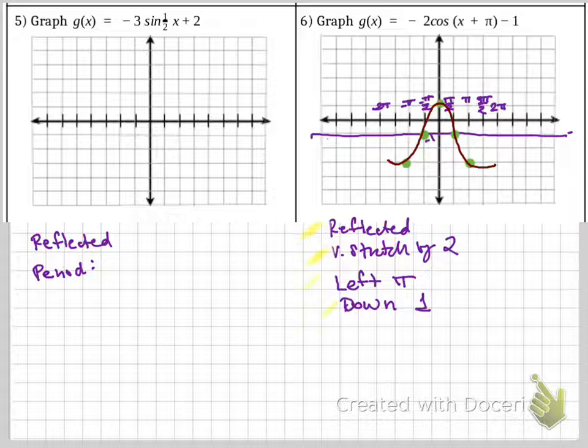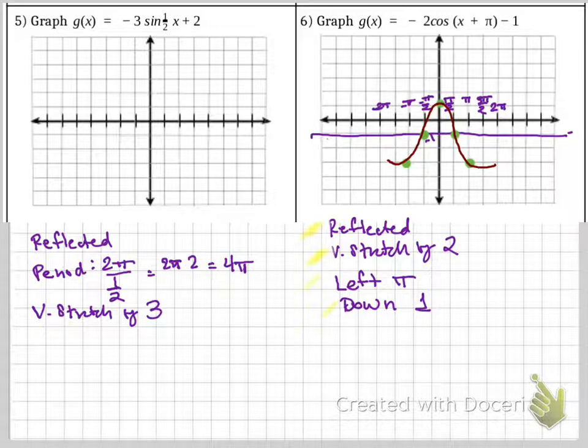So let me do number 5 with you. And so it's reflected, I know that. And then I have to look at the period. So the period is 2 pi over a half. Remember when you have a fraction underneath, you just multiply by the reciprocal. So it's 2 pi times 2, which ends up being 4 pi. We also know that it's a vertical stretch by 3, so our amplitude is 3. And then we go up 2.